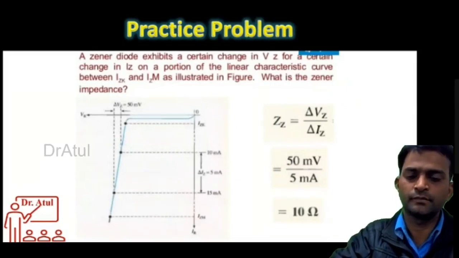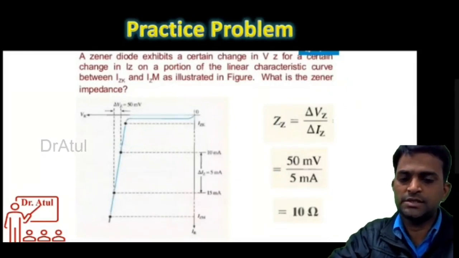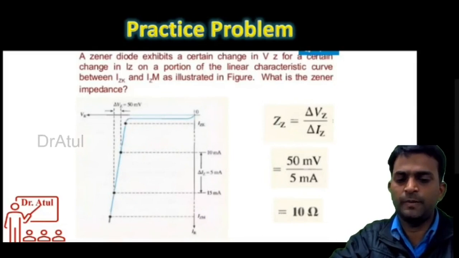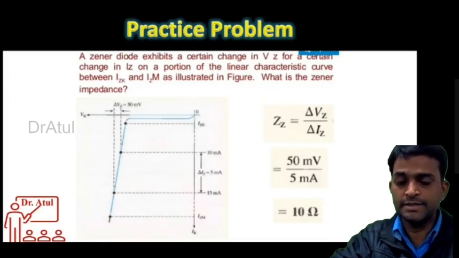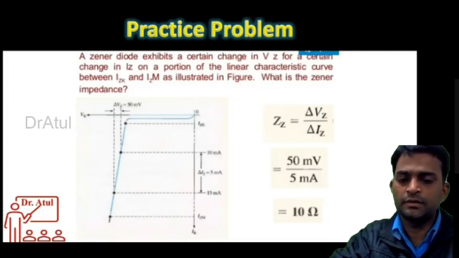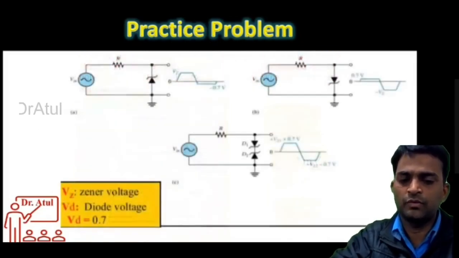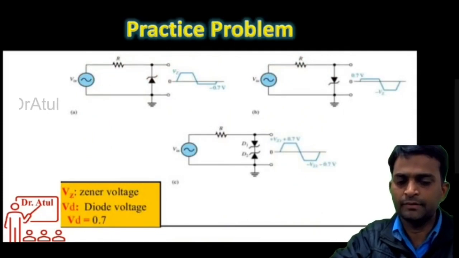Okay. So next, this is the practice problem. A Zener characteristic is given, and the current Iz and the corresponding change in voltage are mentioned in the characteristic. You have to find the Zener impedance. So it's a simple problem, you can easily understand.